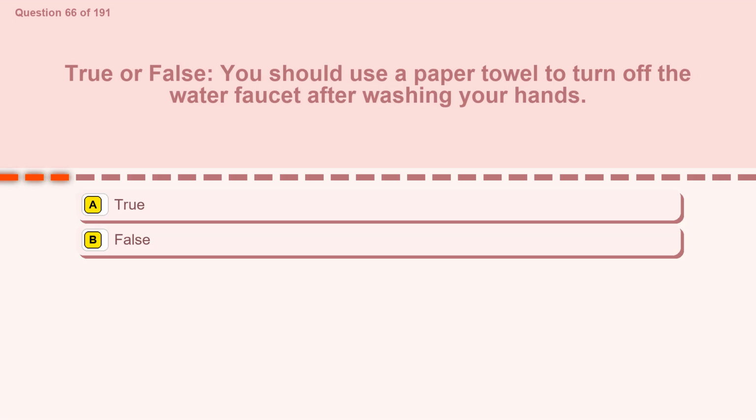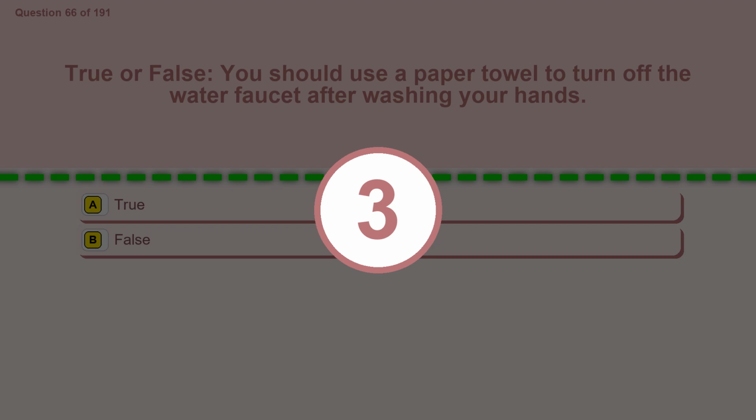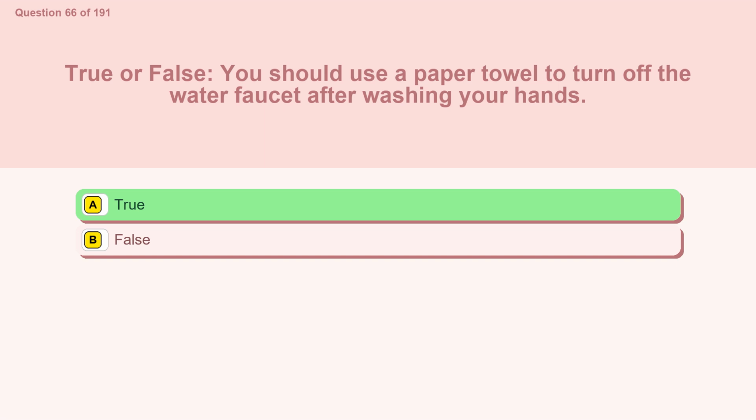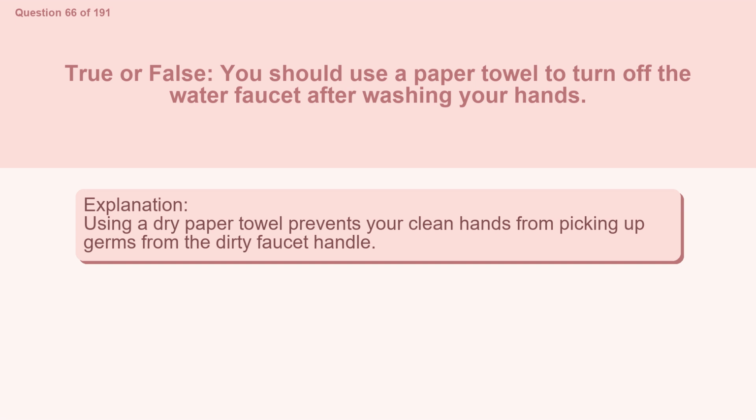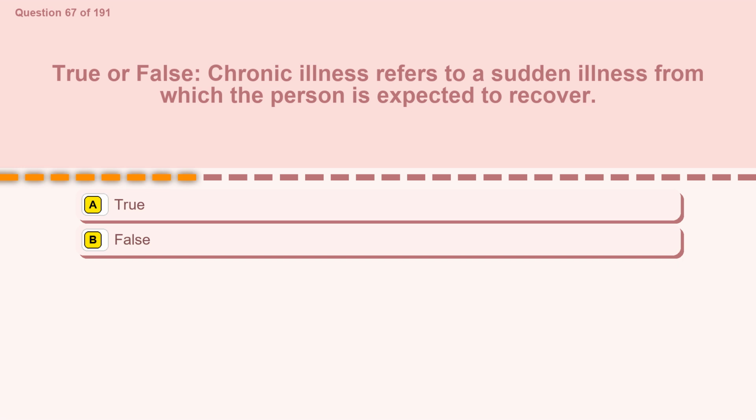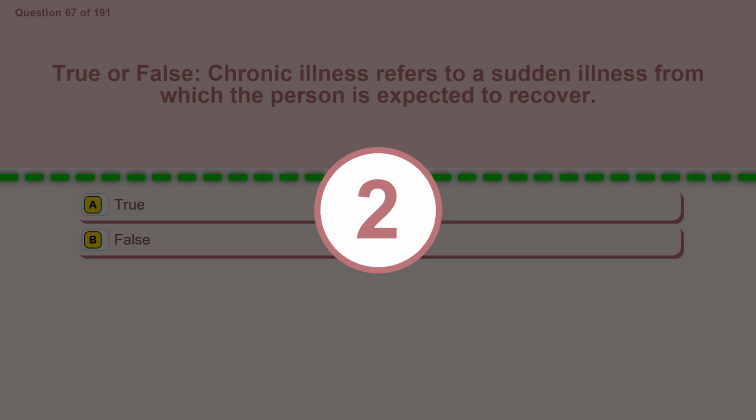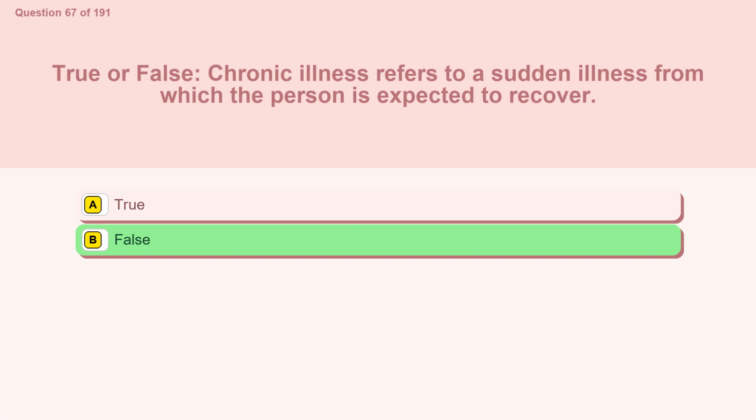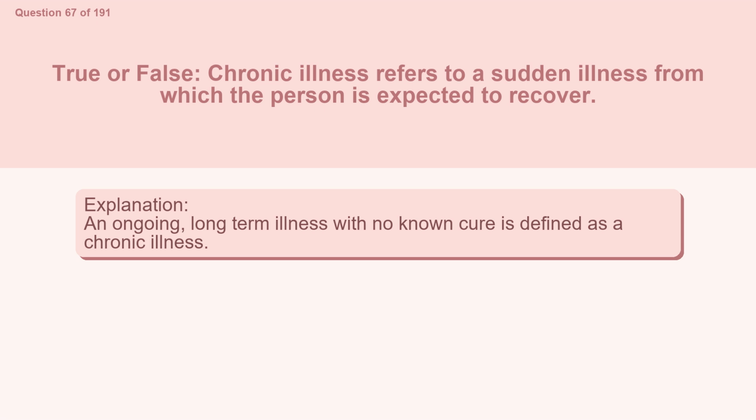Question 66. True or false, you should use a paper towel to turn off the water faucet after washing your hands? Option A, true. Option B, false. The correct answer is option A, true. Using a dry paper towel prevents your clean hands from picking up germs from the dirty faucet handle. Question 67. True or false, chronic illness refers to a sudden illness from which the person is expected to recover? Option A, true. Option B, false. The correct answer is option B, false. An ongoing, long-term illness with no known cure is defined as a chronic illness.